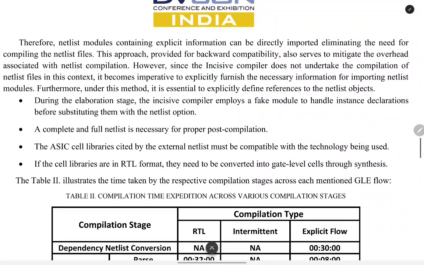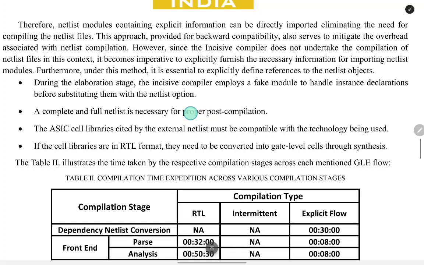Therefore, the Netlist modules containing explicit information can be directly imported, eliminating the need for compiling the Netlist files. This approach, provided for backward compatibility, also serves to mitigate the overhead associated with Netlist compilation. However, since the Incisive compiler does not undertake the compilation of Netlist files in this context, it becomes imperative to explicitly furnish the necessary information for importing Netlist modules. Furthermore, under this method, it's essential to explicitly define references to the Netlist object.